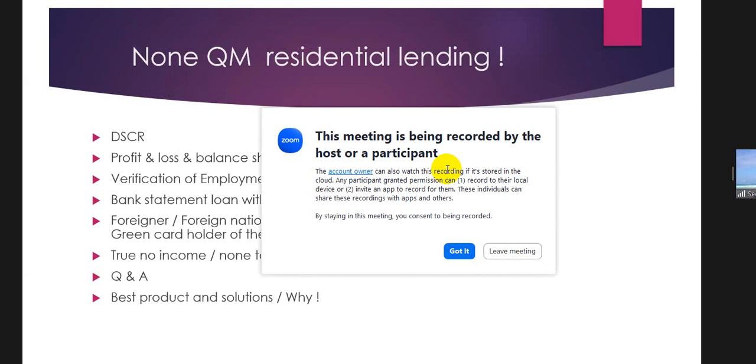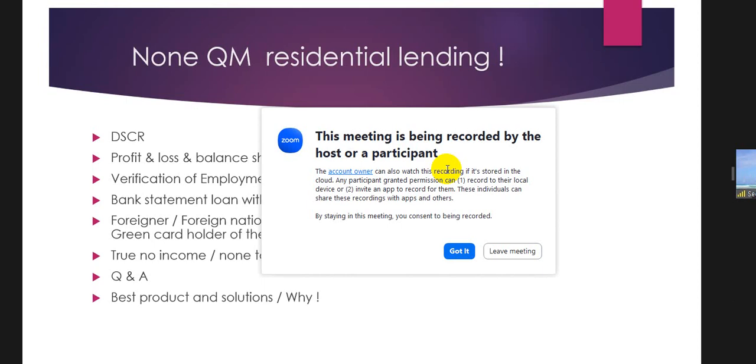Now, it doesn't mean it's the end of the day, right, guys? It doesn't mean it's the end of the world. We can do this on the non-QM program. That's what I'm talking about today. We can transition these loans which the conventional, full documentation program doesn't work out. You can think about the other options.